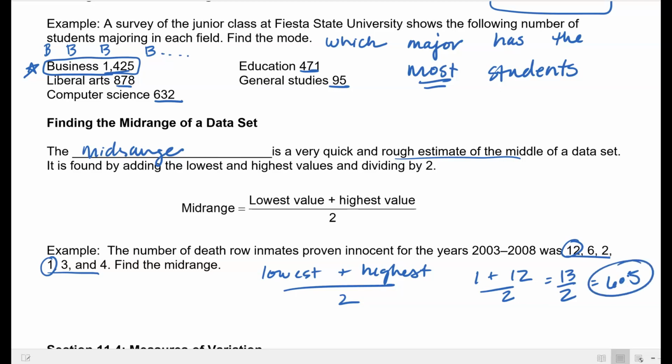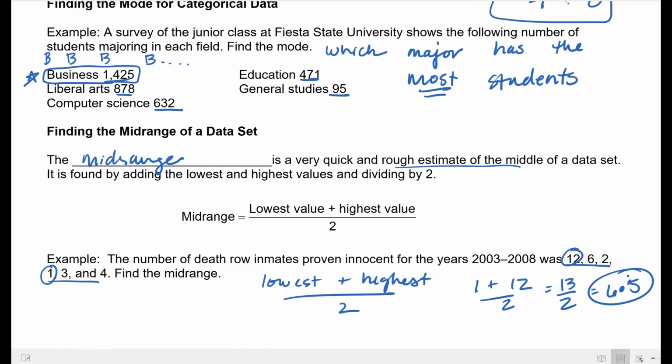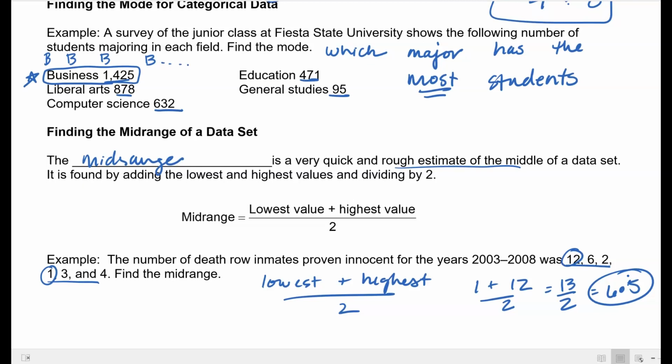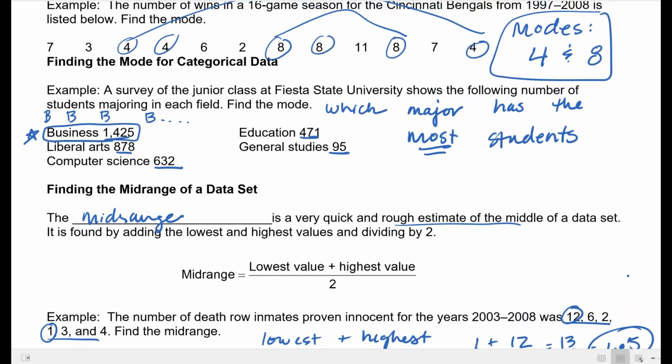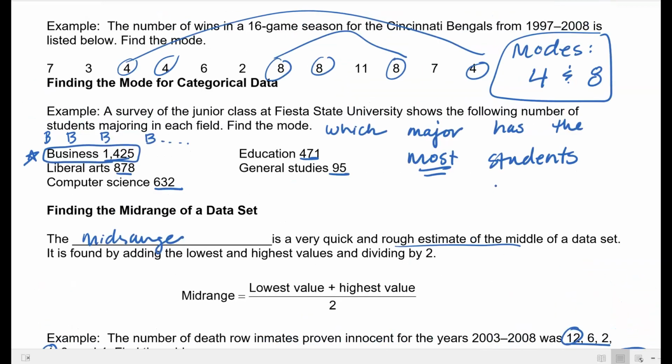Okay, so overall, I think all of these are helpful. They all have their pros and cons. For example, the mid-range is very quick, but you're only looking at the lowest and highest. You're not looking at all the values in the middle. I'm just going to scroll up here. Mode can also be quick. It depends how long the list is.